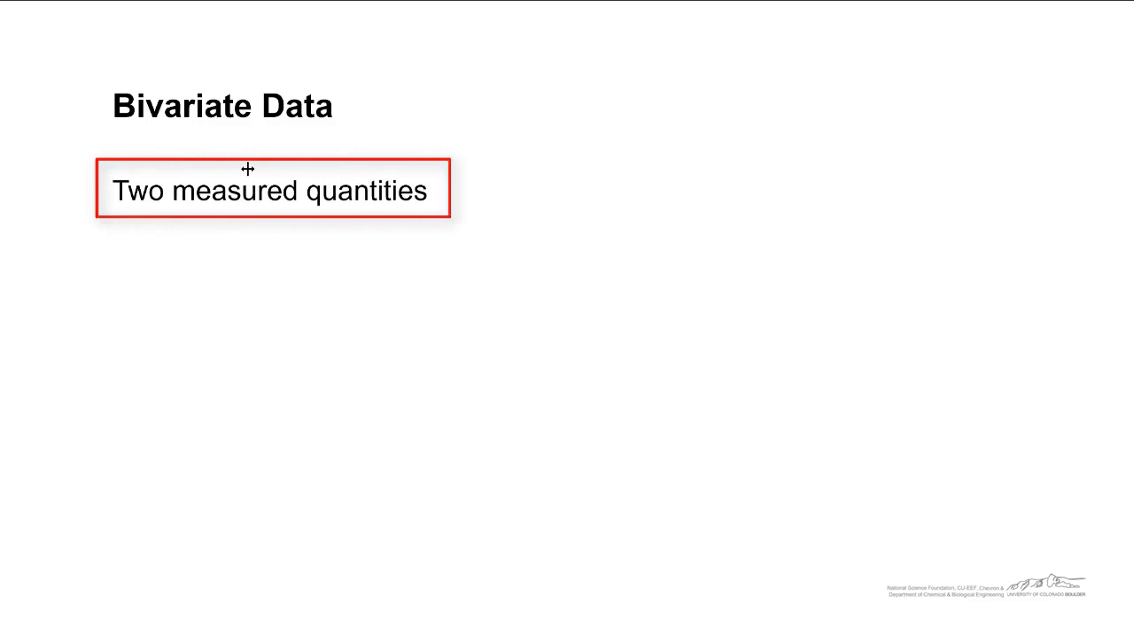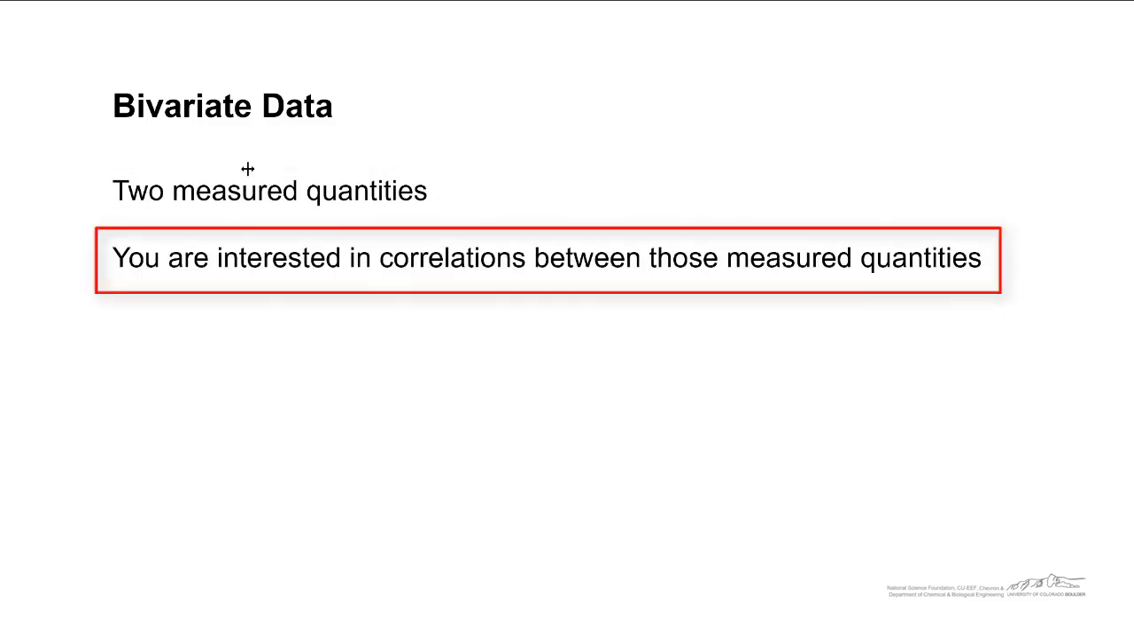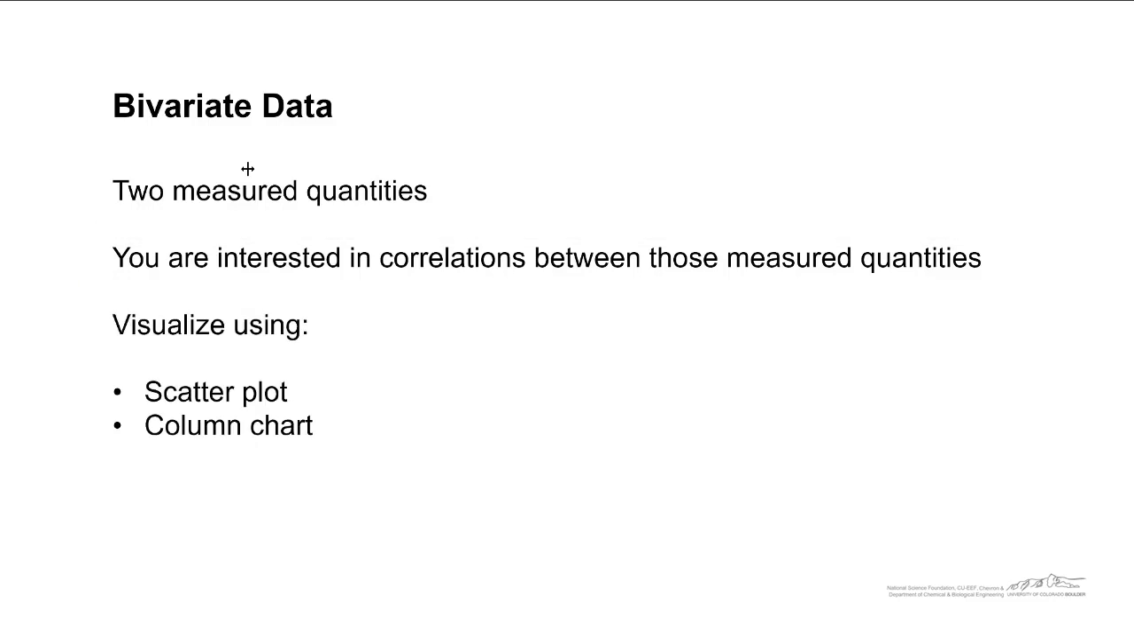To visualize bivariate data, there's a couple tools that we can use. Bivariate data first is 2 measured quantities. You're interested in correlations between those measured quantities. We can visualize using scatter plots or column charts.